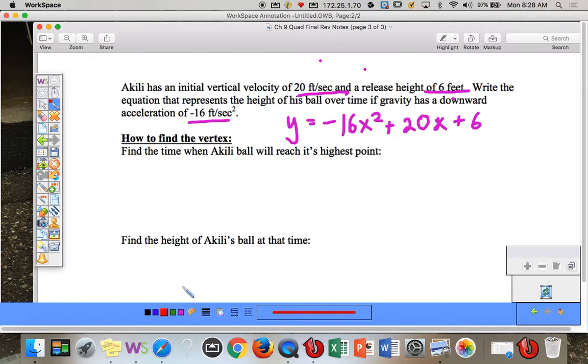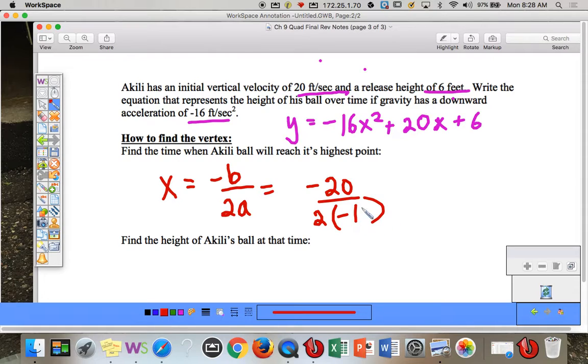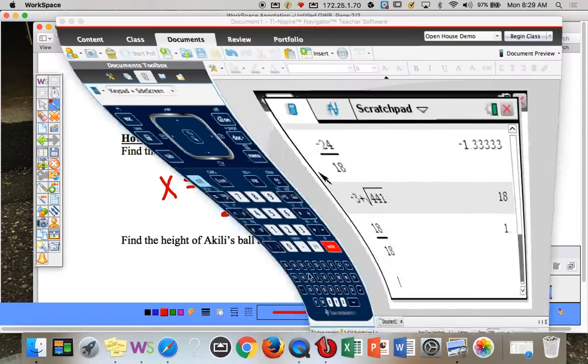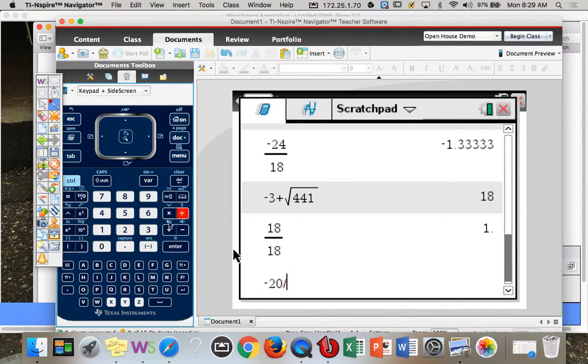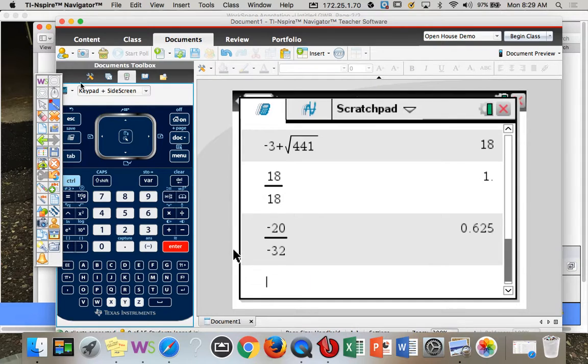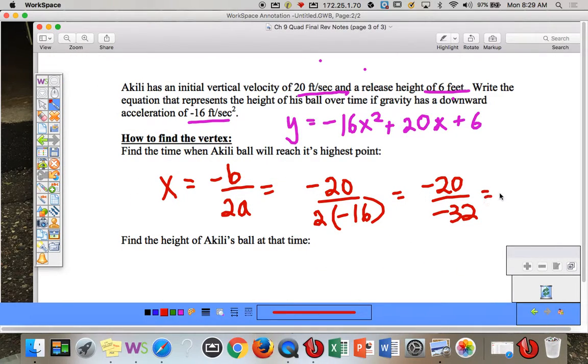Find the time when Achilles' ball reaches its highest point. So that's the vertex. So the time is x equals opposite b over 2a. So opposite b will be opposite 20 over 2a, 2 times negative 16. And then we can type that in, so negative 20 over negative 32. So negative 20 divided by negative 32. So at 0.625 seconds, his ball reaches its maximum height.